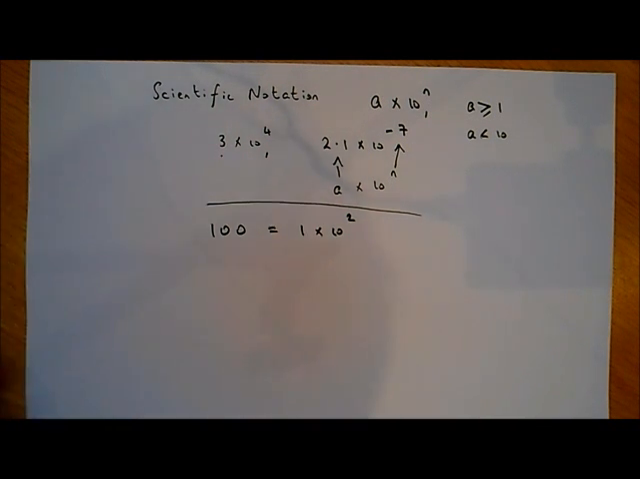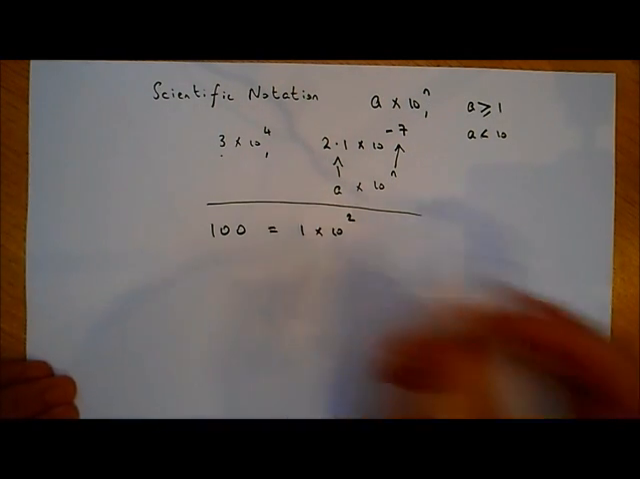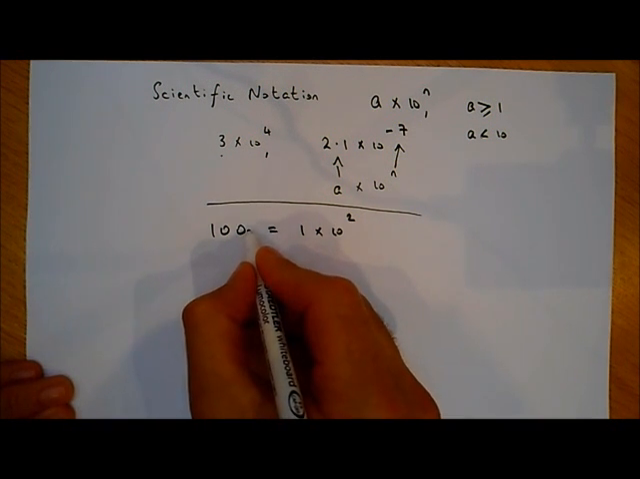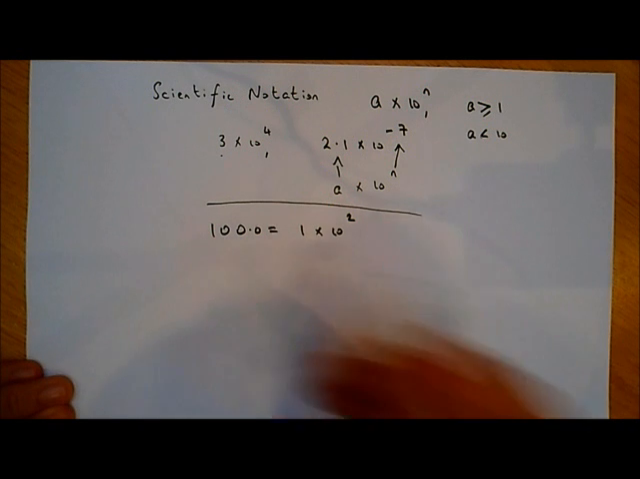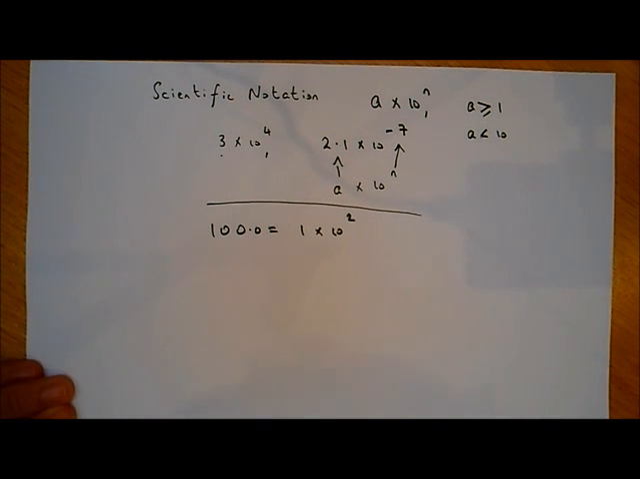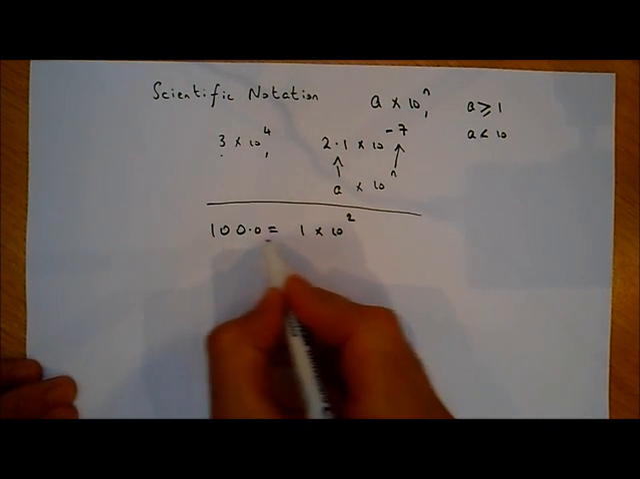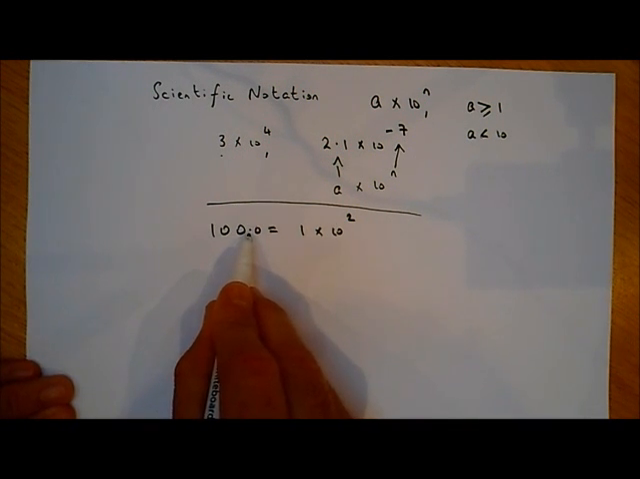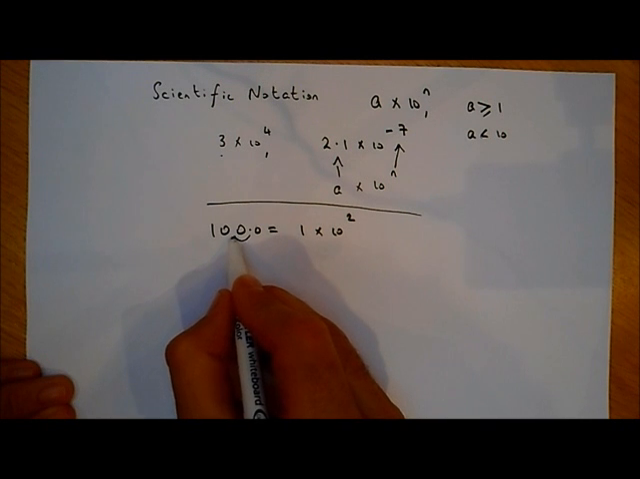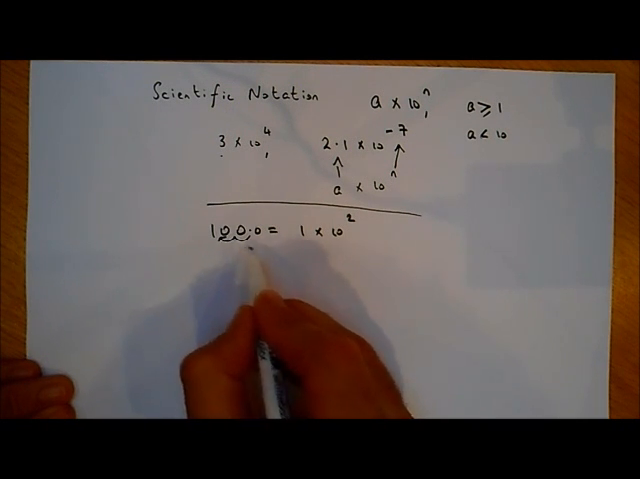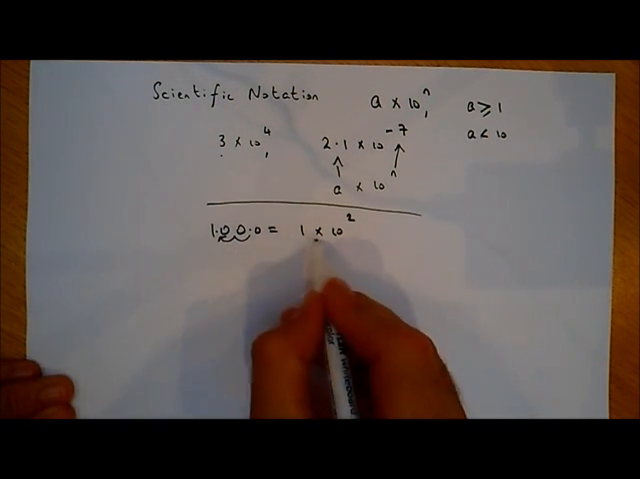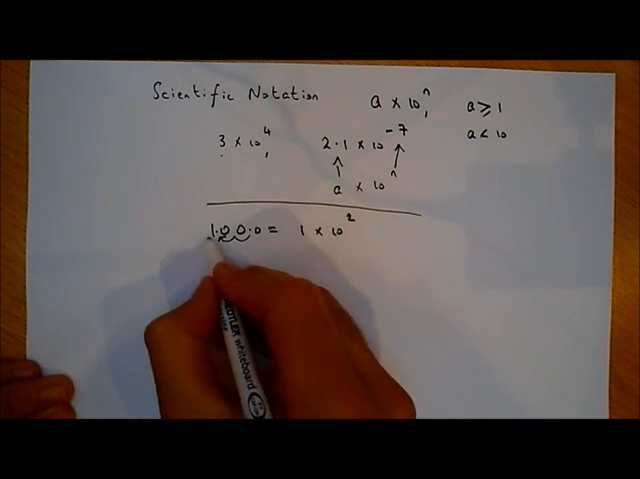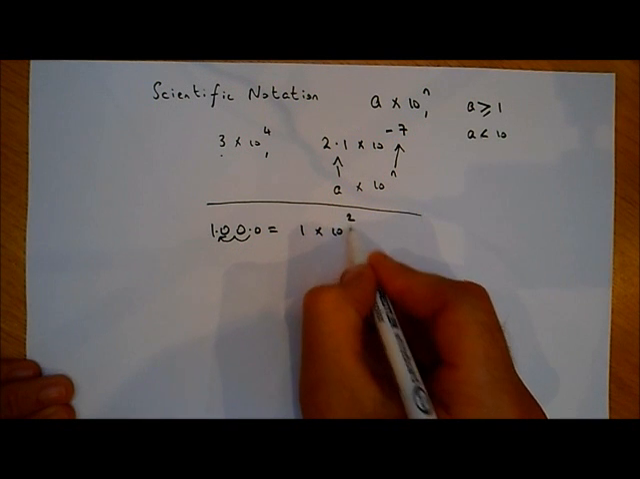So how did I do that? If you think about the number 100, the decimal place would be here. 100 is the same as 100.0. I moved the decimal place back 2 places. It was here, and I moved it back to here. When I put it there, I got 1 point something, or just 1. And because I moved it back 2 places, that's why I have 10 to the power of 2 there.